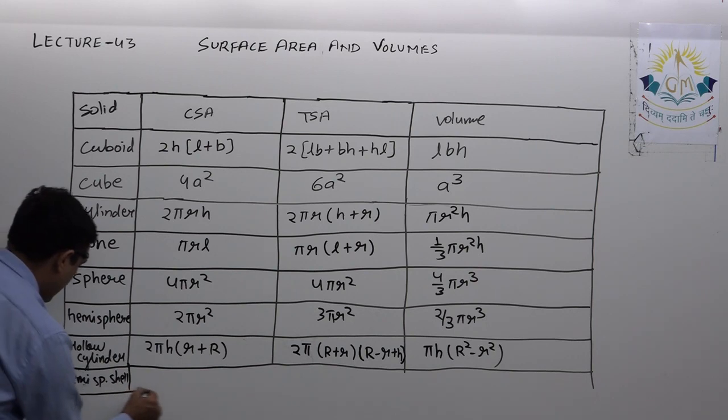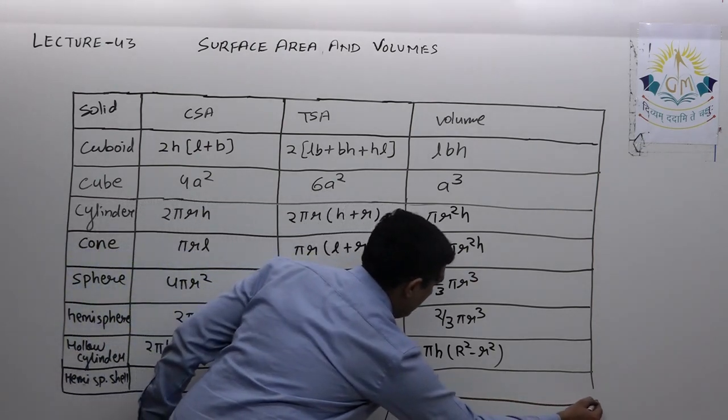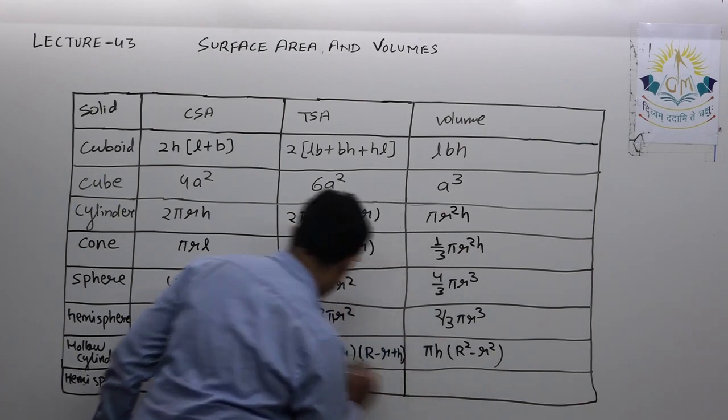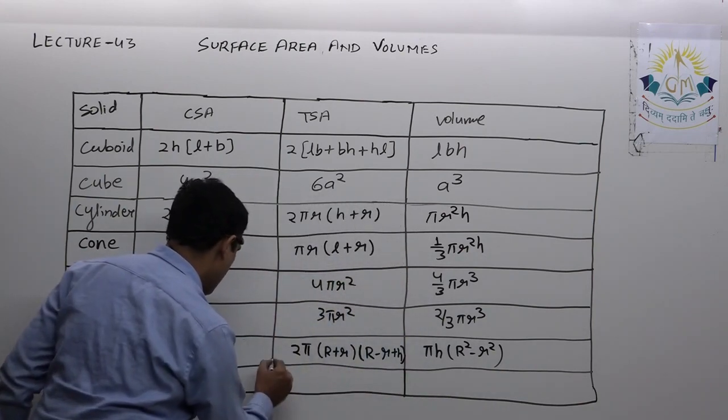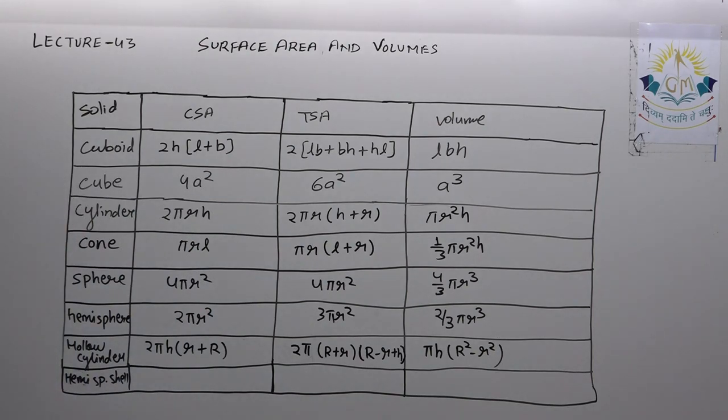Okay, next I have to write this hemispherical shell. So we'll write hemispherical shell over here. I'm giving you time, try to recall those formulas and write them in place of CSA, TSA and volume.